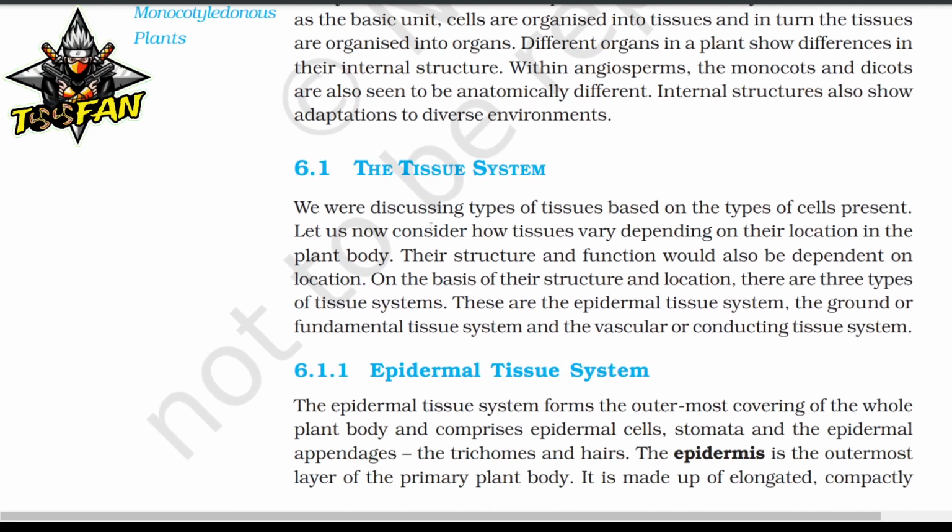The tissue system. We were discussing types of tissue based on the types of cells present. Let us now consider how tissues vary depending on their location in the plant body. Their structure and function would be dependent on location. On the basis of their structure and location, there are three types of tissue systems. These are the epidermal tissue system, the ground or fundamental tissue system, and the vascular or conducting tissue system.